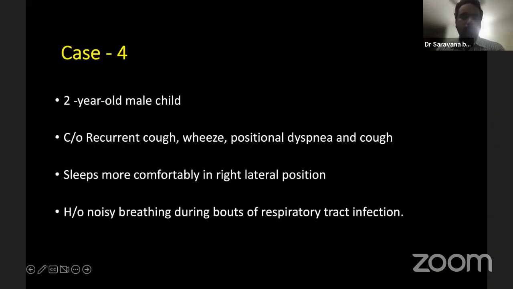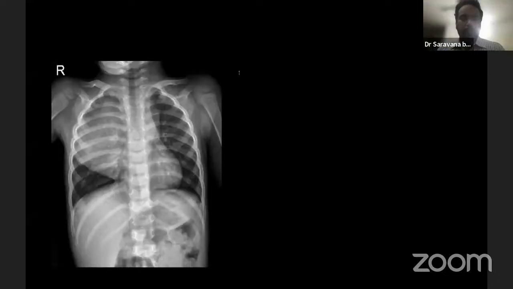The next case is a 2-year-old male child with recurrent cough and wheeze, positional dyspnea and cough, and poor compliance. He sleeps more comfortably in the right lateral position. There is a history of noisy breathing during bouts of respiratory tract infection. So this was his chest X-ray.